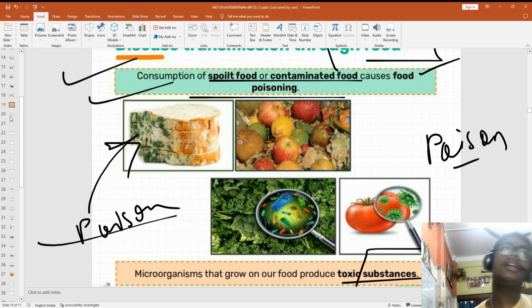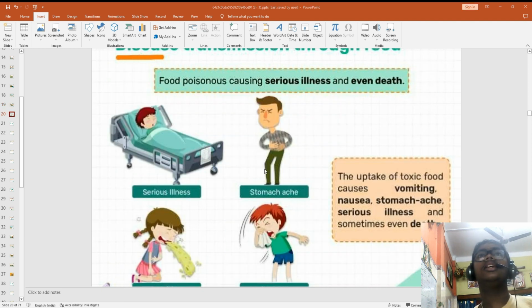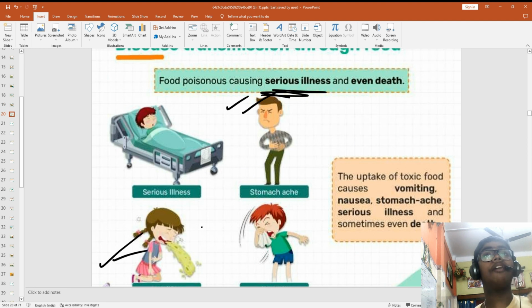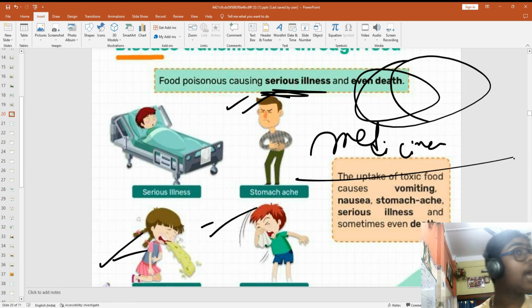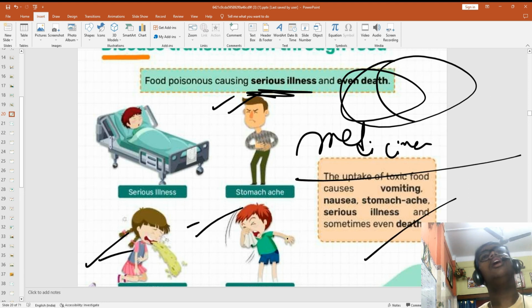Okay, chalo. See, it can cause serious illness. You can have vomiting, stomach ache, and even death. If the medicine is not taken, you can even die from this food poisoning. I have told you already, vomiting, nausea. Nausea means the nose will produce more mucus. Okay, stomach ache, and I have told already.